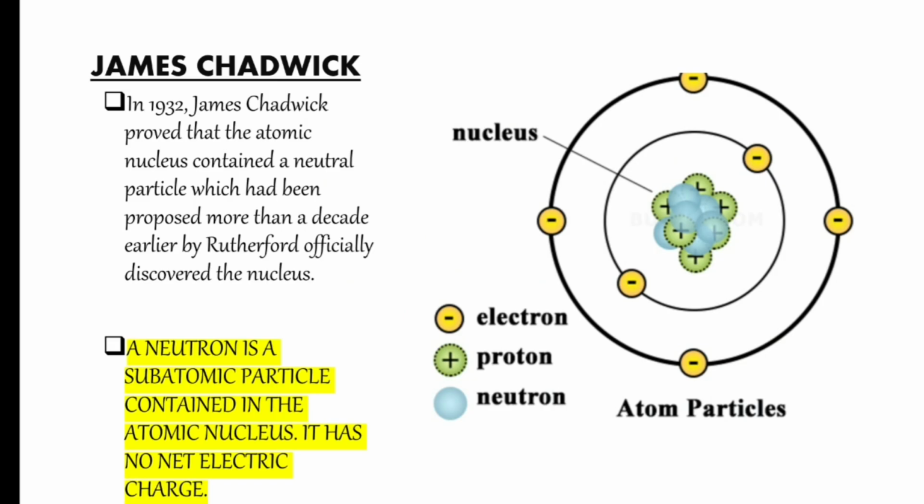Now comes James Chadwick. In 1932, James Chadwick proved that the atomic nucleus contained a neutral particle which had been proposed more than a decade earlier by Rutherford, who officially discovered the nucleus. A neutron is a subatomic particle contained in an atomic nucleus. It has no net electric charge. We can see the charge of a proton is positive and the charge of an electron is negative. That's why negative and positive make the neutron neutral. That's why it has no charge.